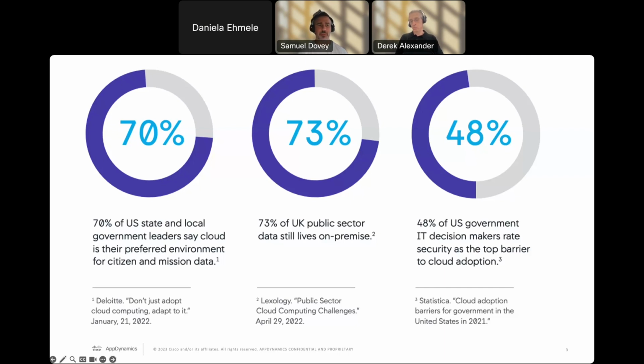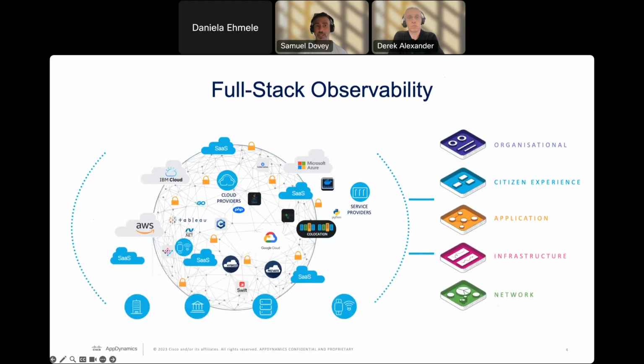So as you can see from this slide, around 70% of government agencies understand that the move to cloud is very important, and that's preferential for citizen and mission data. And of course, other drivers are around sustainability and ability to scale. We know there's a big journey for public sector in relation to that, because around 73% of data still lives on premise. And we know that one of the key things that's driving almost 50% of decision makers and the barrier to cloud adoption is around security.